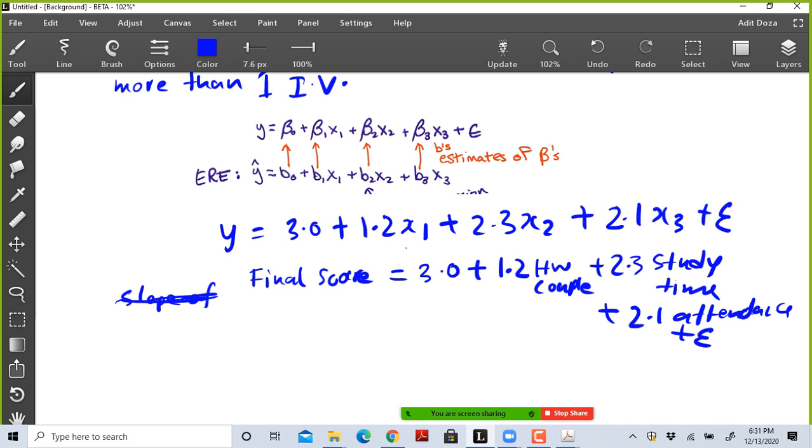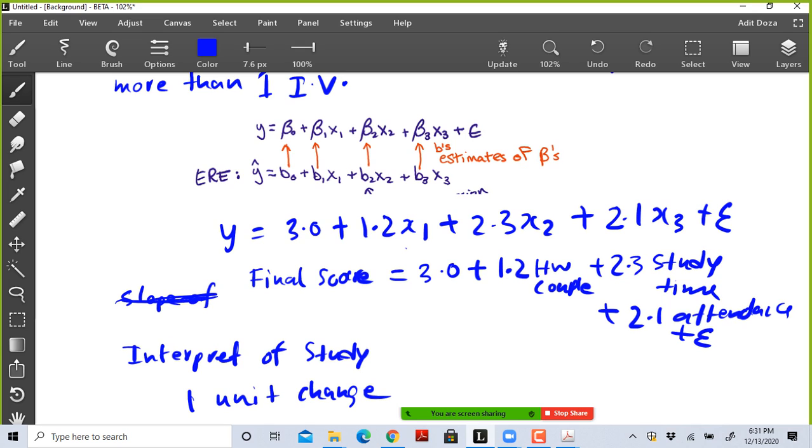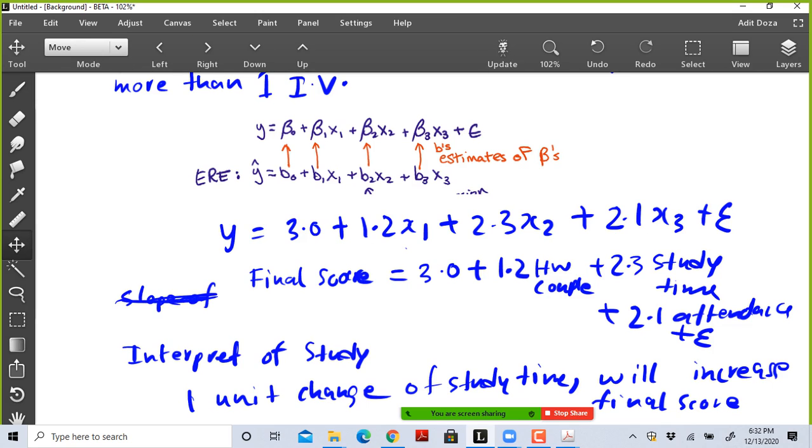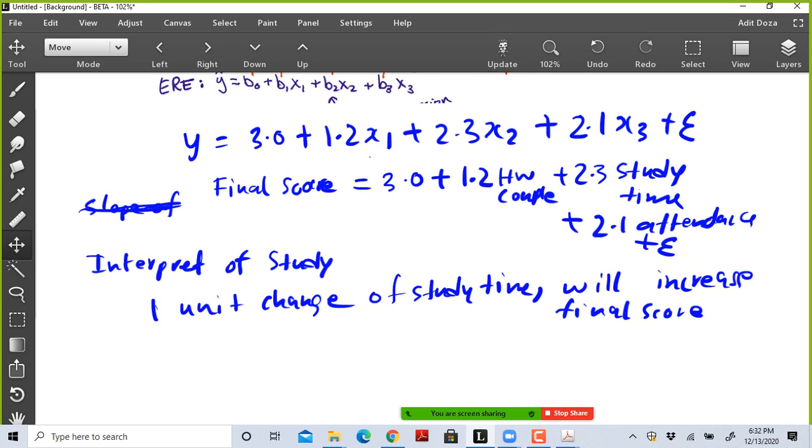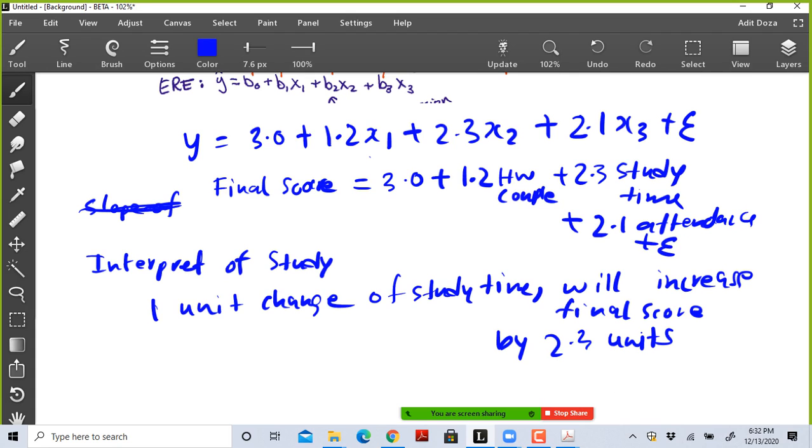So I can say, interpret the slope of study time, right? How will you interpret that? A 1 unit change in study time will increase the final score by how many units? What do you guys think? How many units will it change? 1 unit change in study time changes the final score by 2.3 units, right? Because the slope is 2.3.